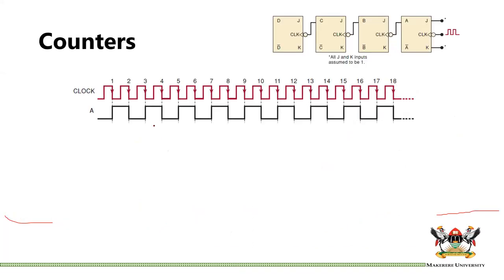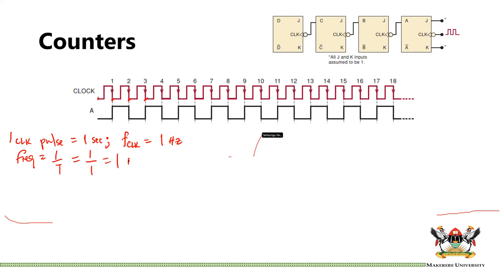Okay, so we are back here. Now let's say that one clock pulse is equal to 1 second. That means if you notice, this signal starts from here up to there and then repeats. Each of these is the same. And so we can say that the frequency of the clock is 1 hertz, because in each second it repeats once. Because frequency is equal to 1 over time, it repeats once in every 1 second, which is 1 hertz.